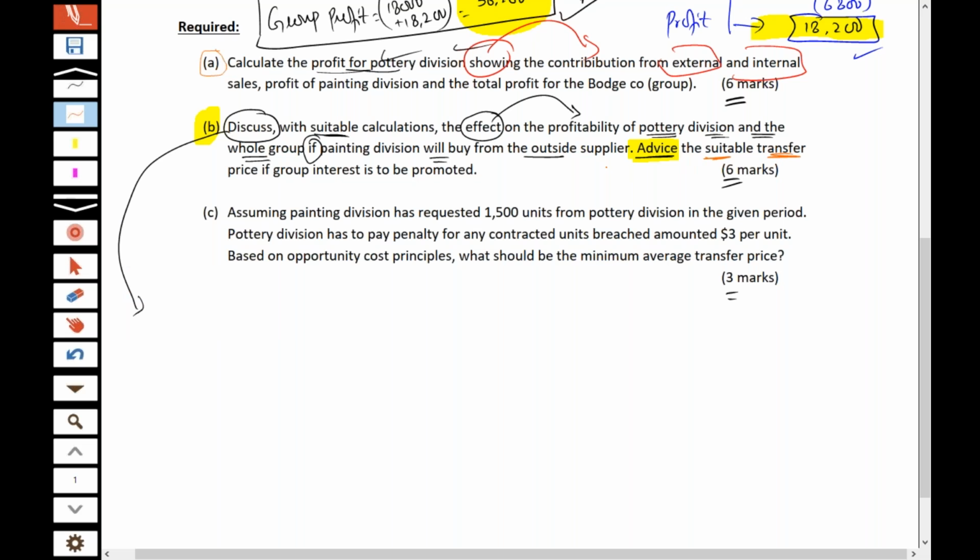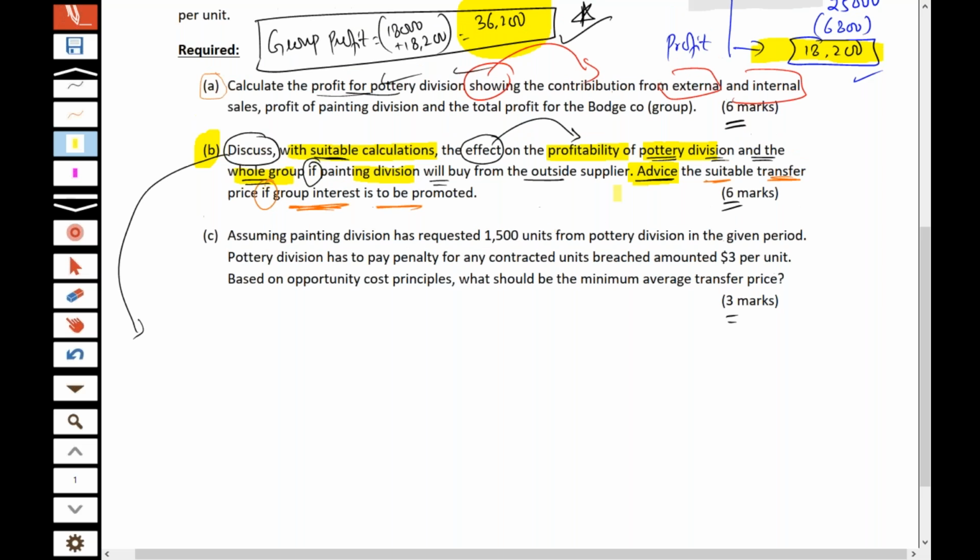Advise the suitable transfer price if group interest is to be promoted. Now listen, the question is asking: discuss with suitable calculation the effect on profitability of the pottery division and the whole group if the painting division will buy from the outside supplier.